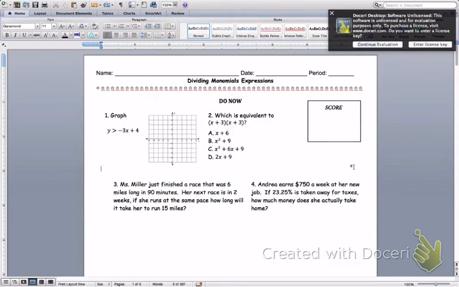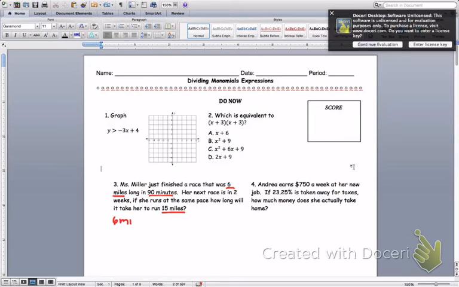All right, let's look at this next problem, number 3. It says Ms. Miller just finished a race that was 6 miles long in 90 minutes. Her next race is in 2 weeks. If she runs at the same pace, how long will it take her to run 15 miles? So here, all we have to do is set up a proportion. Let's look at the key important information here. So 6 miles in 90 minutes. And the second one is going to be how long will it take if she runs at the same pace for 15 miles. So I'm going to write this out.